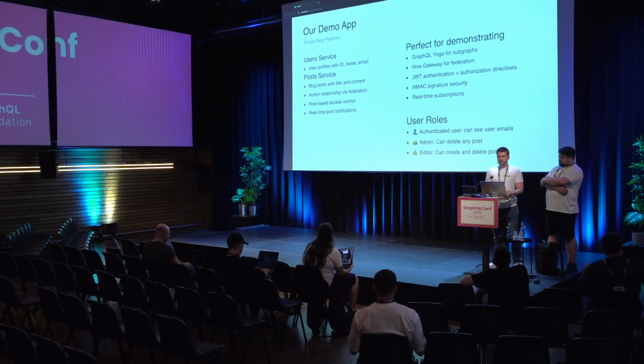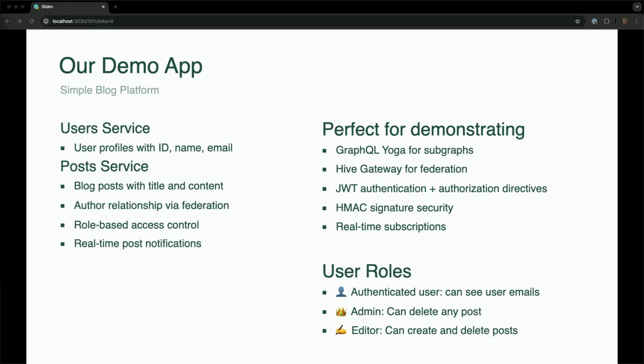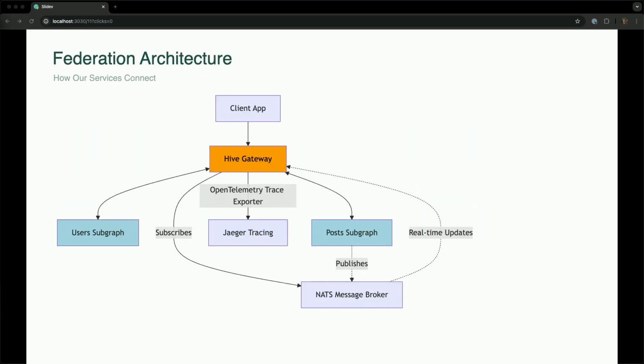For our demo today, we needed to choose a domain that would showcase all of these features effectively. A simple blog platform that everyone would understand. We'll have 2 services, or subgraphs, users and posts. The user service will demonstrate field-level security by placing email address behind authentication, while the post service will show off role-based authorization and real-time notifications. This domain will serve us great to demonstrate federation, security, and the scalability features.